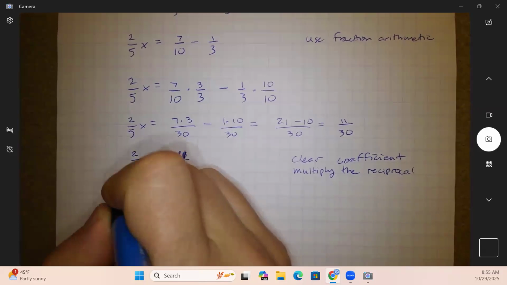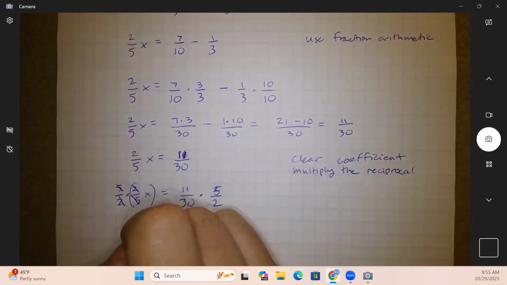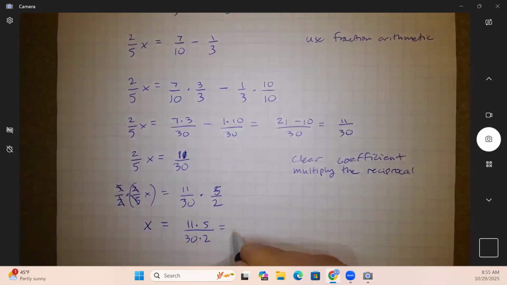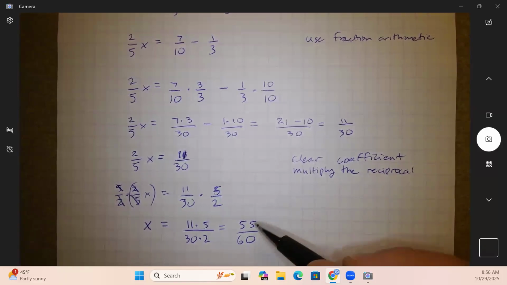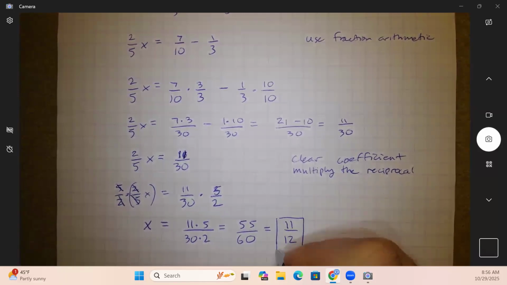And now the 5s and the 2s cancel on the left, and so we have x on the left, and we multiply our fractions. 11 times 5 over 30 times 2, which is 55 over 60, which is the right answer, and also it can reduce because 5 divides into both 55 and 60. So x equals 11 over 12 is our answer.